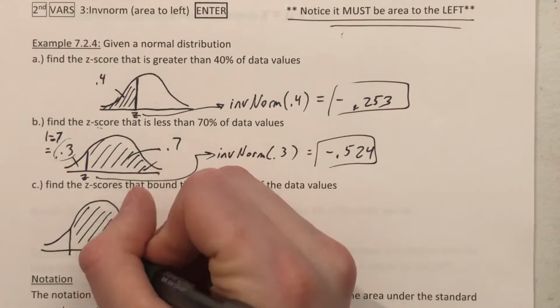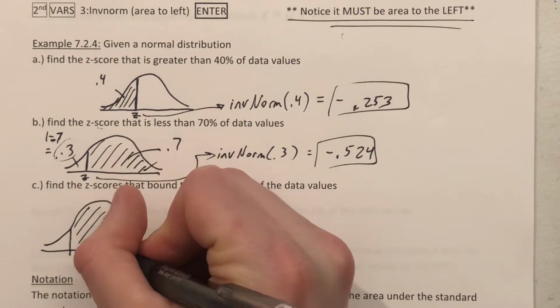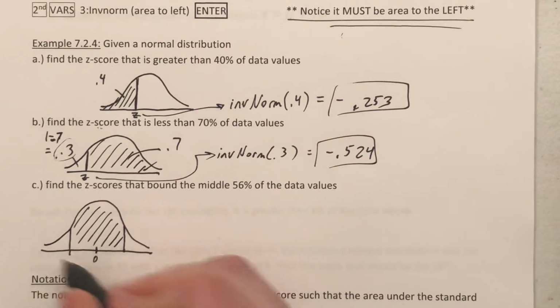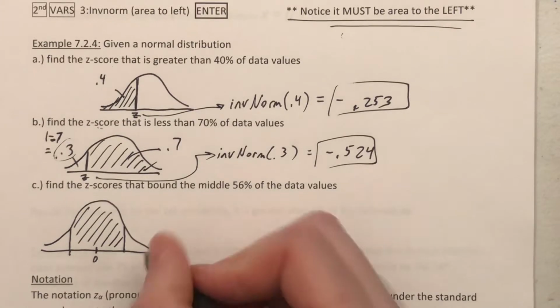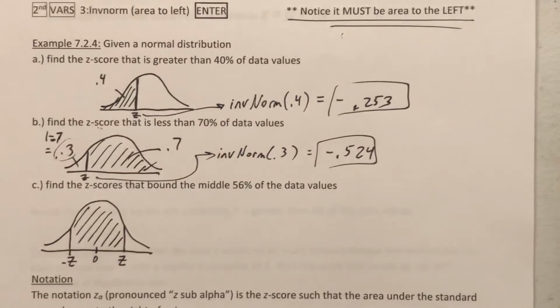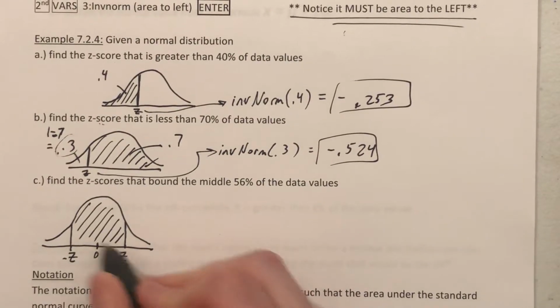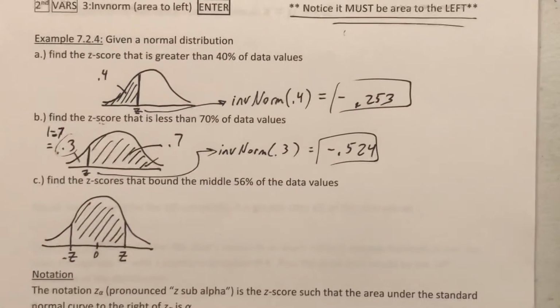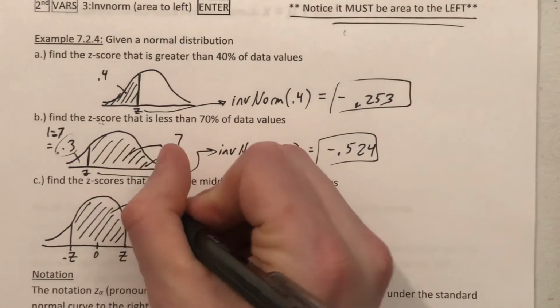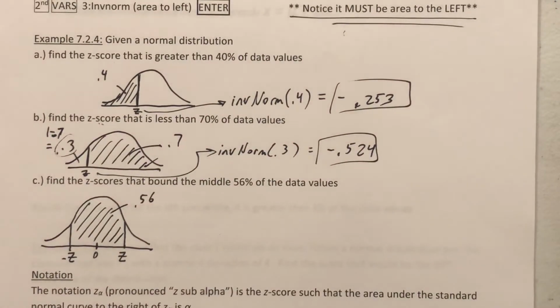Now, because of that, if we're doing the same distance, I'm going to go ahead and put 0 in here for a moment. If we're saying this is a boundary and a boundary that are the same distance from 0, but we don't know what they are, I'm going to label this z and that negative z to represent the fact that they're the same distance, just in opposite directions. Now also, the middle 56%, it means that area is 0.56.